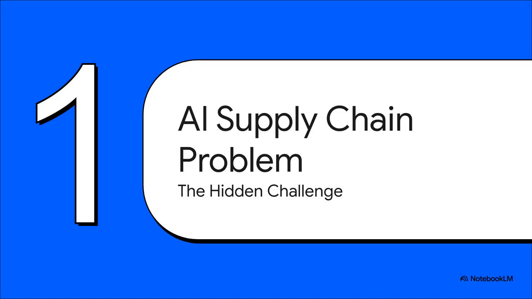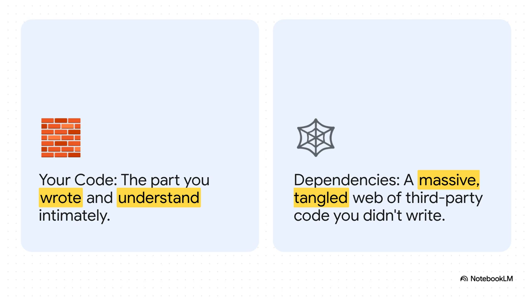And look, before we can even think about solving it, we first have to get a handle on just how big this hidden challenge really is. Think about it like this. Over here, you've got your code. It's the part you wrote. You know it inside and out. But then, you've got this, the reality, a gigantic, messy web of code someone else wrote.